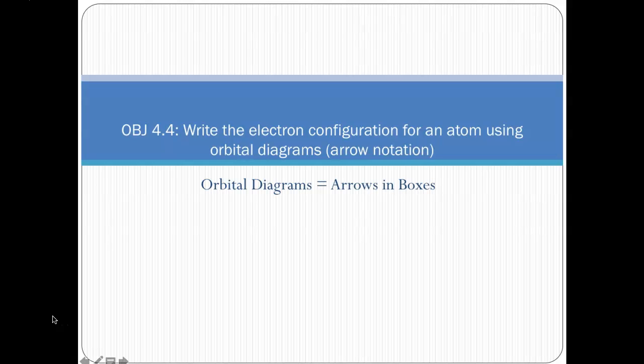Now yesterday, or maybe the day before for some of you, you started to learn about electrons in Bohr notation. Today we're moving on to talk about electron configuration, specifically the orbital diagram electron configuration. So this is going to be also called arrow notation, and you'll see why in a moment.